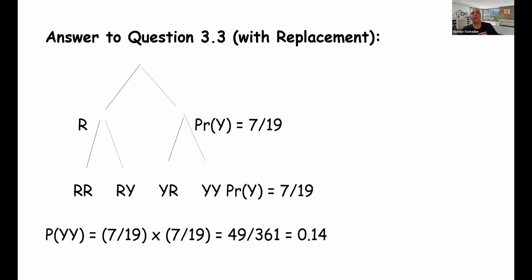Let's start with replacement. Imagine this problem as a two-step problem. On the first step, we are drawing the ball from the box and observing whether it's yellow or red. Since there are 19 balls and 7 of them are yellow, the probability that we draw the yellow ball is 7/19. So we are moving on the right-hand branch of the tree with probability 7/19.